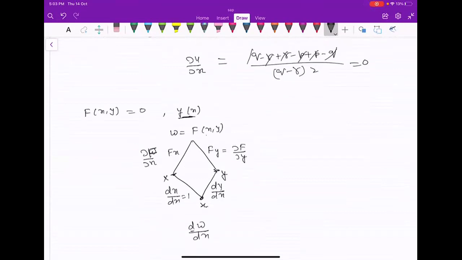Now we are writing d. What is the meaning of d? Finally w is coming out to be the function of a single variable. That's why dw over dx. It is similar to the case.